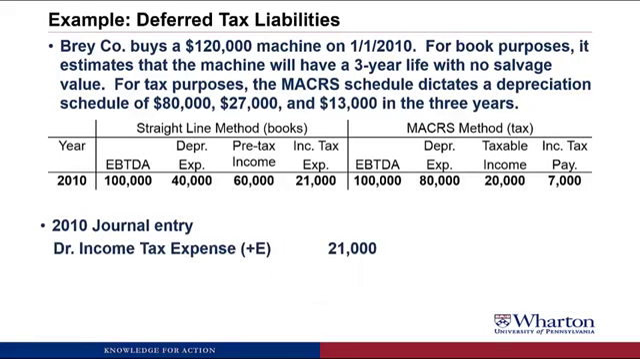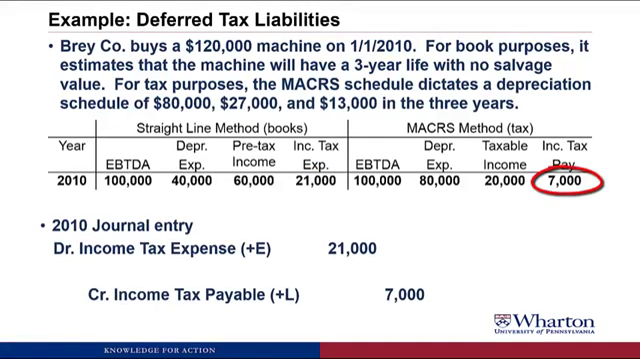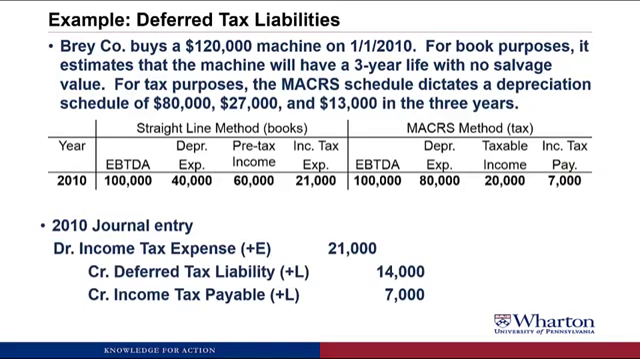Okay, so we're going to debit income tax expense $21,000 so that income tax expense shows up on the income statement. We're going to credit income tax payable for $7,000. That income tax payable is what we're going to pay the government based on our tax return. Our debits don't equal our credits, so we need something to make this balance. And so what we're going to do is credit a deferred tax liability for $14,000.